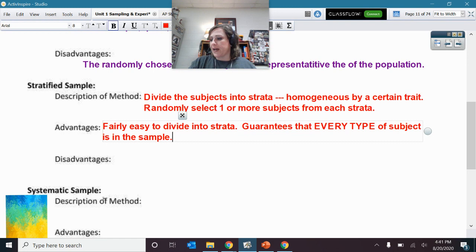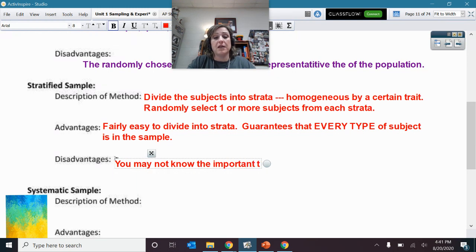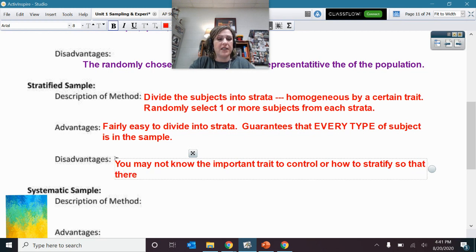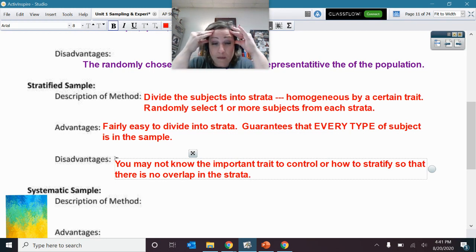Now, the disadvantage is that you may not know the important trait to control, or how to stratify into the different groups, so that there is no overlap in the strata. The overlap could be a problem.